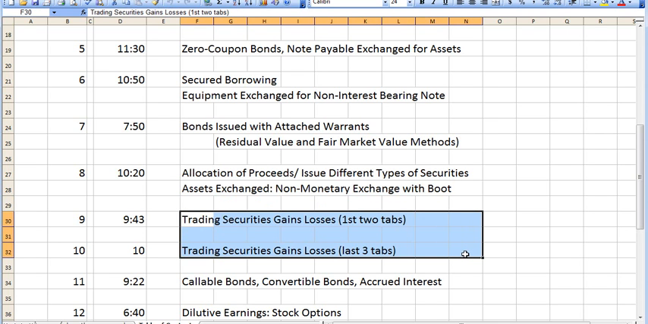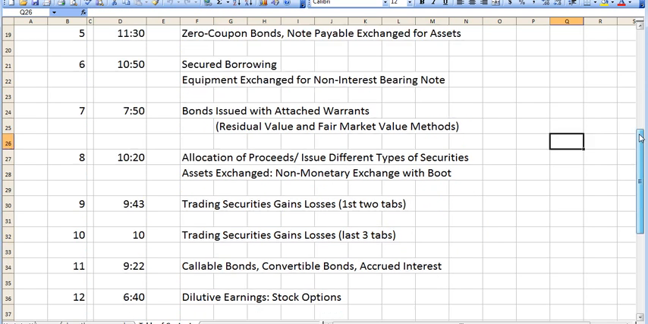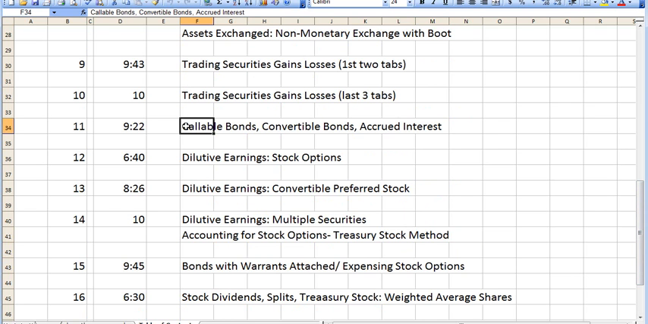We have 2 videos on trading securities when securities are transferred between available for sale, held to maturity, and trading securities, and what the accounting impact is when you transfer one security from one category to another. Back to bonds, we cover callable bonds, bonds that can be paid off early at the choice of the issuer. Convertible bonds, bonds that are convertible into stock and accrued interest on bond transactions that happen between interest payment dates.